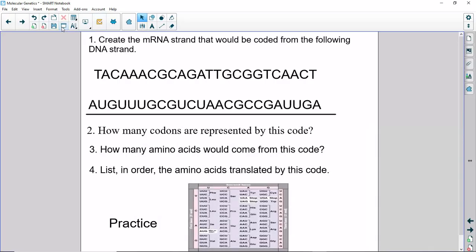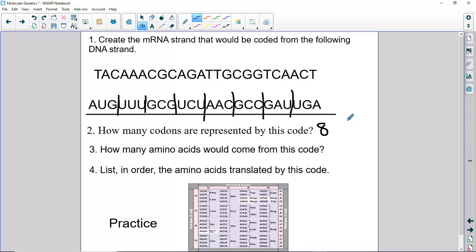How many codons are represented by this code? So count the codons. All right. I'm going to use the pen here to count the codons. You've got 1, 2, 3, 4, 5, 6, 7, and 8. So the answer, there are 8 codons. Remember, 3 base pairs, a codon.